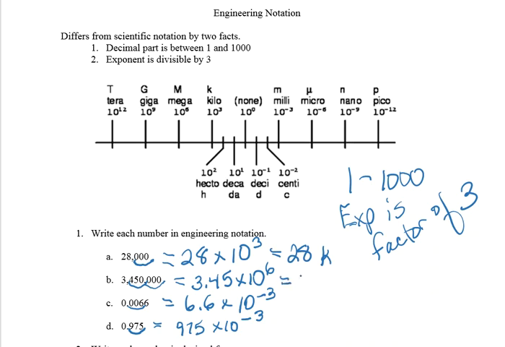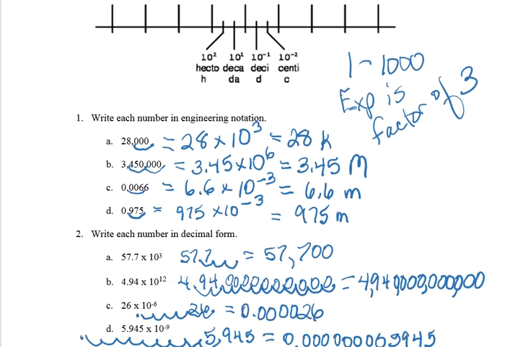On the next one, they would say 3.45 and 10 to the 6 is mega. So they would say 3.45 megabytes, 3.45 megameters, and so on. On this one, 10 to the negative 3 is milli. So they would say it's 6.6 millimeters or 6.6 milligrams or whatever you're working with. So they like to use this idea of words instead of using the base 10. And then the next one would be the same, 975 milli whatever it is. So that's why engineers switch over and do the groups of 3.